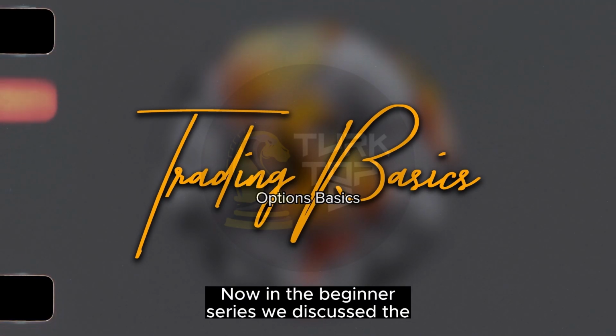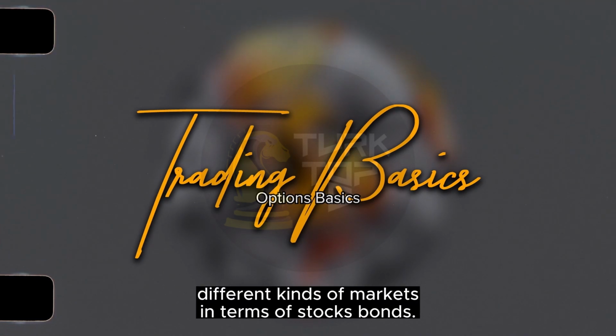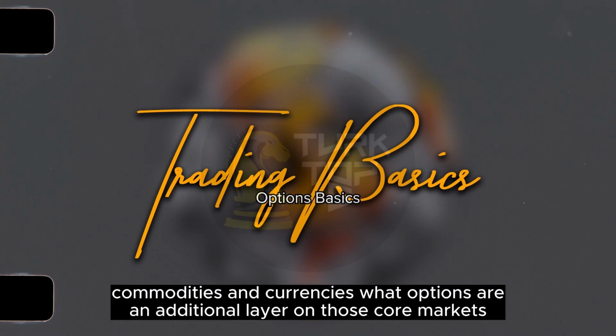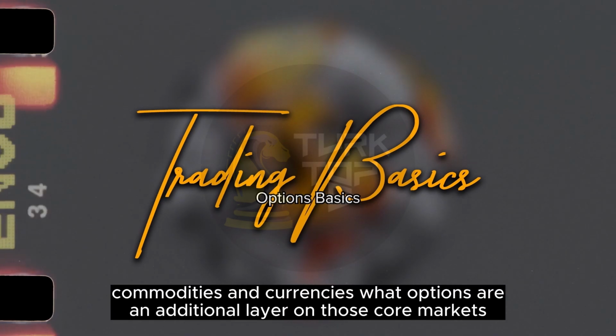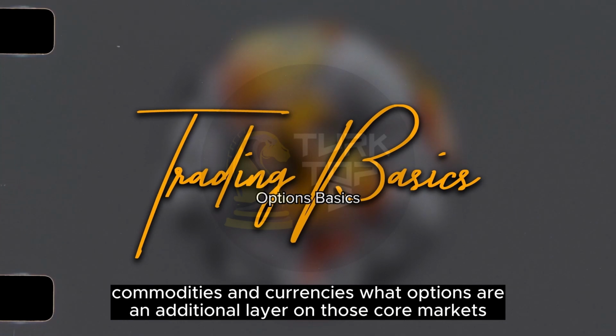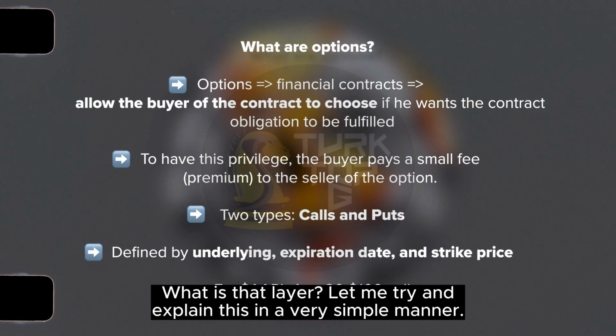Now in the beginner series, we discussed the different kinds of markets in terms of stocks, bonds, commodities, and currencies. Options are an additional layer on those core markets. What is that layer? Let me try and explain this in a very simple manner.